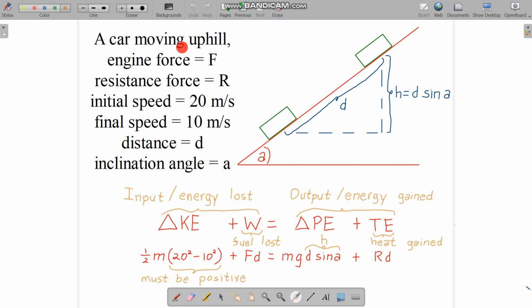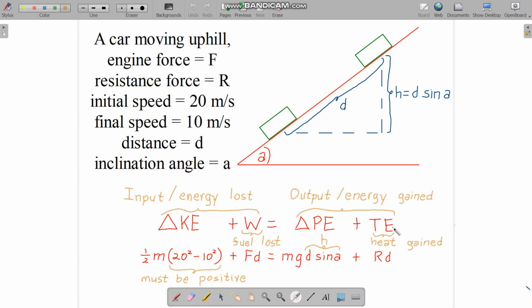For example, a car moving uphill: engine force, resistance force, initial speed, final speed, distance, inclination angle. So if this distance traveled on the slope is d, the height traveled upwards should be d sine a, using the sine definition. Because the speed is decreasing, initially we have delta KE. So on the input side, or the initial side, we have delta KE, and since we have the engine force, we have W on the left as well, and the result is we are going higher, so we have a potential energy gained, and we also have thermal energy because of the friction.